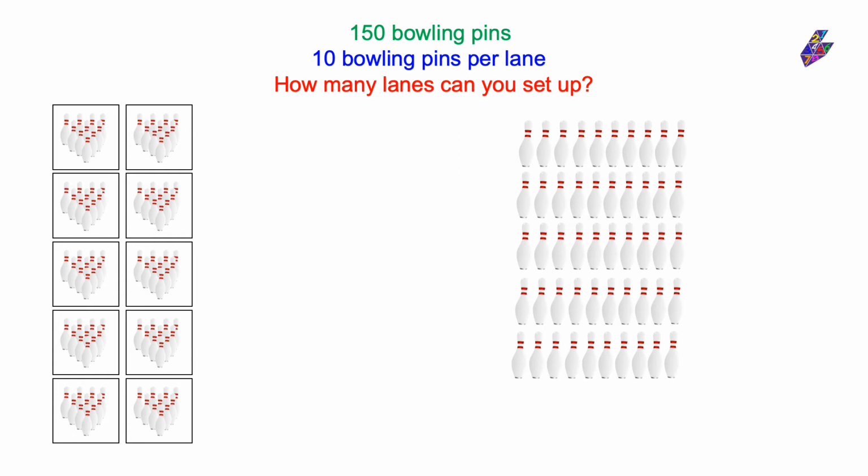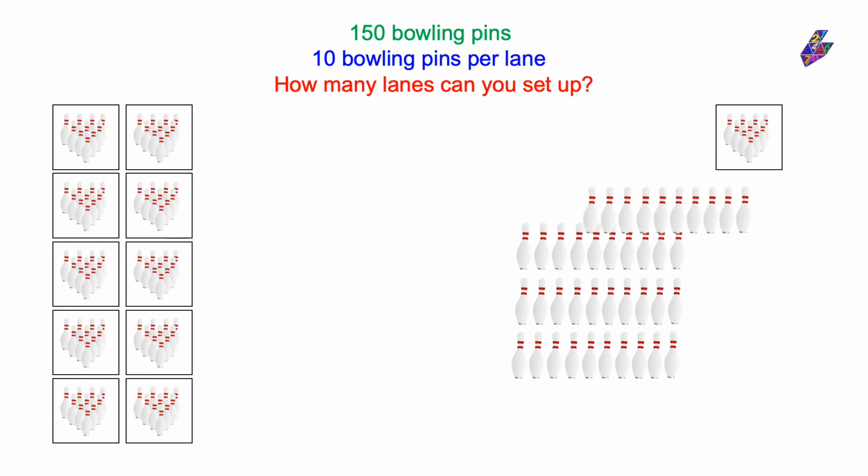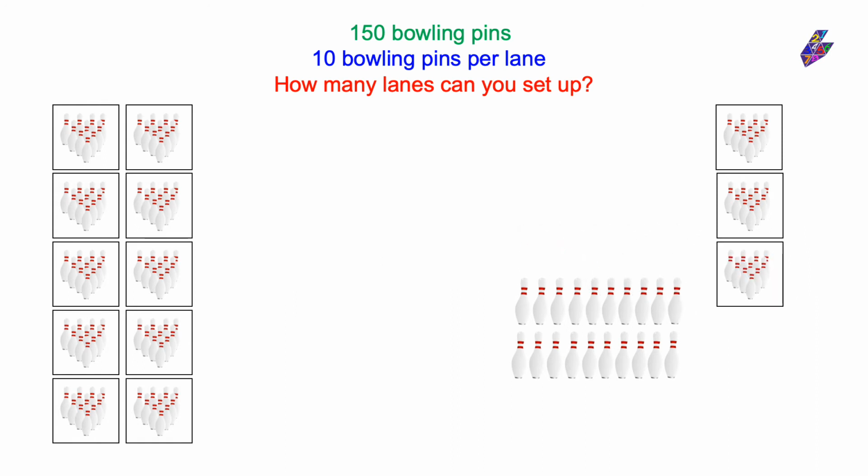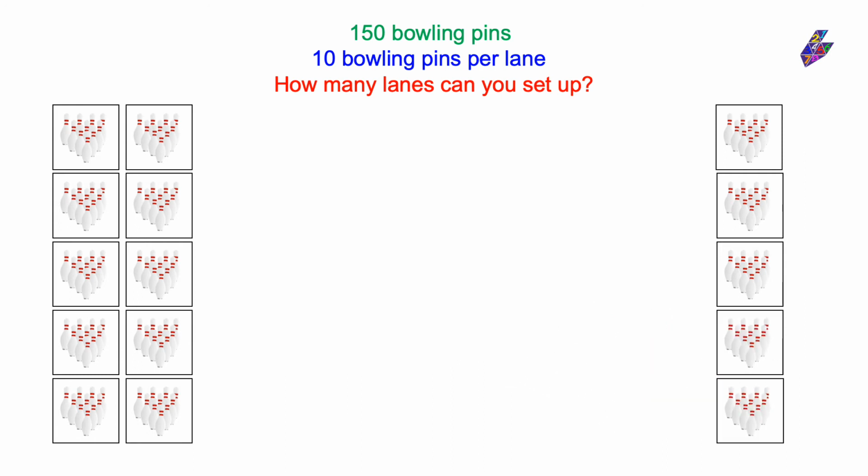So if 100 creates 10 lanes, then 110 pins would be one more lane, so this would be 11 lanes. 120 pins would be 12 lanes. 130 pins would be 13 lanes. 140 pins would be 14 lanes. And so 150 pins would be 15 lanes. So if there were 150 bowling pins and 10 pins are needed in each lane, you'll be able to set up 15 lanes.